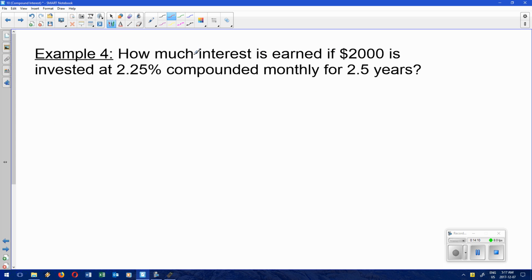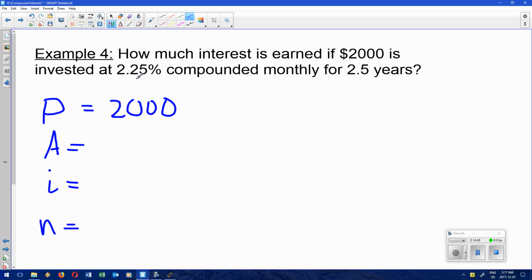Okay, speaking of which, example 4 is asking us just that. How much interest is earned if $2,000 is invested at 2.25% compounded monthly for 2.5 years? So we'll set it up the same way. I have my principal, I have my final amount, I have my interest rate, and I have my number of compounds. So I'm starting with $2,000.